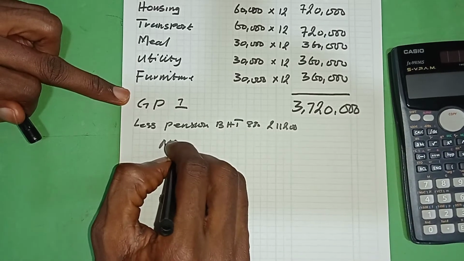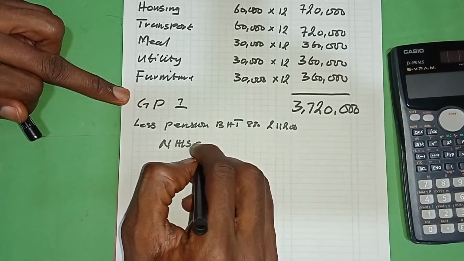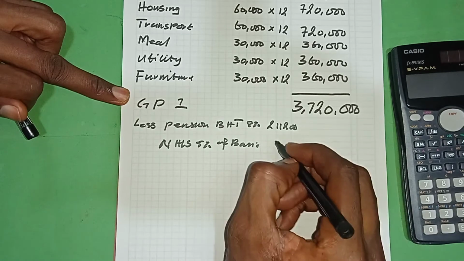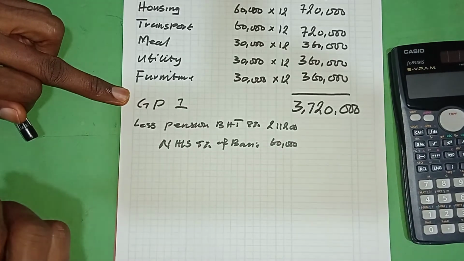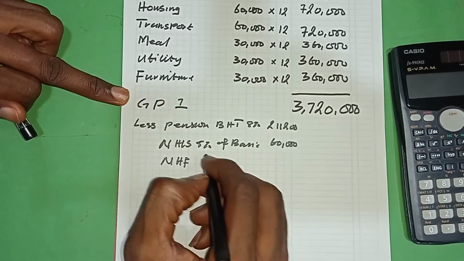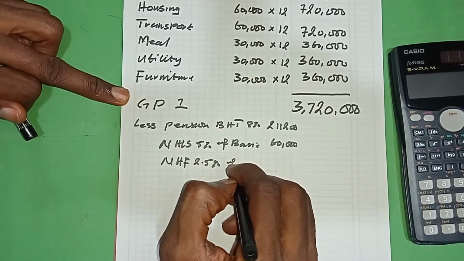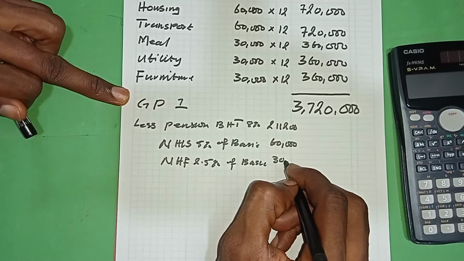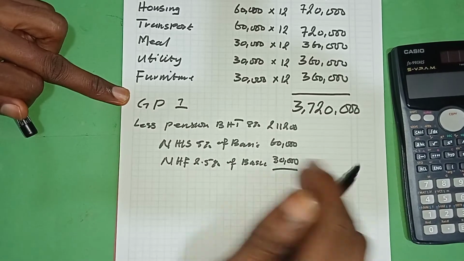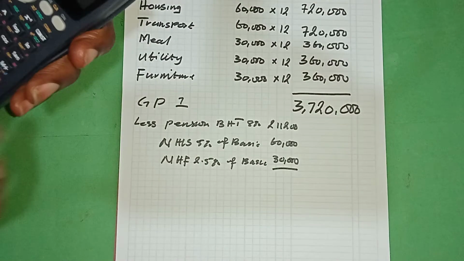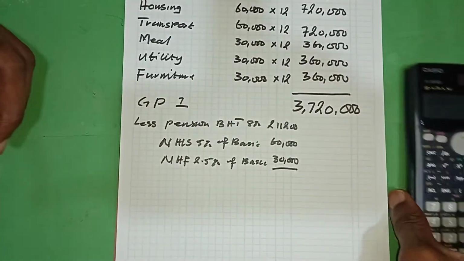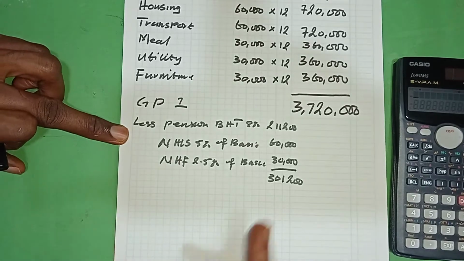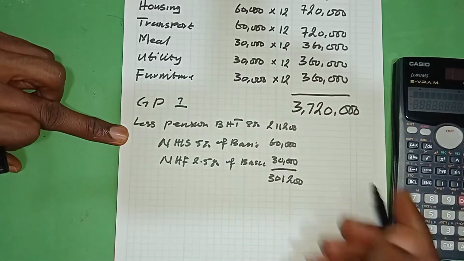Then your NHIS, which is 5% of what? Basic. That will give you 60,000. Then you less NHF, 2.5% of your basic. That will give you 30,000 naira. So let's add this together. Once you add them together, they are going to give you 301,200. So this figure now is what we are going to deduct from here.